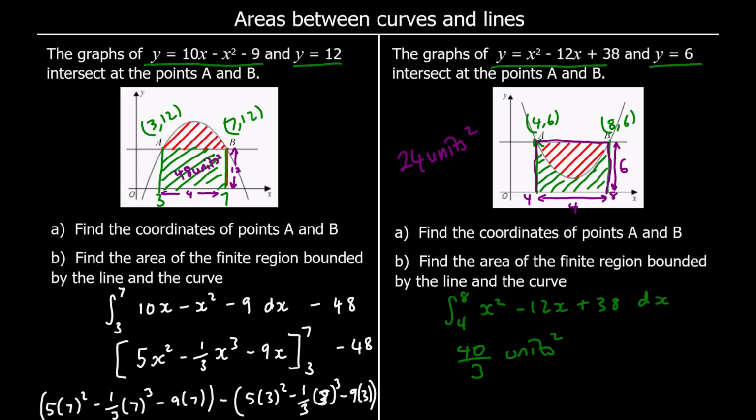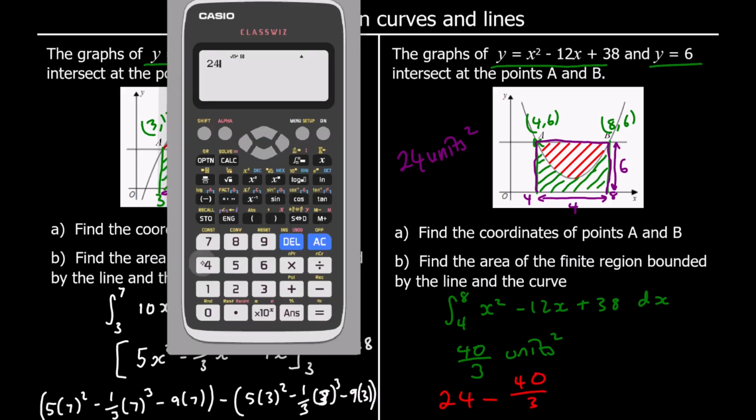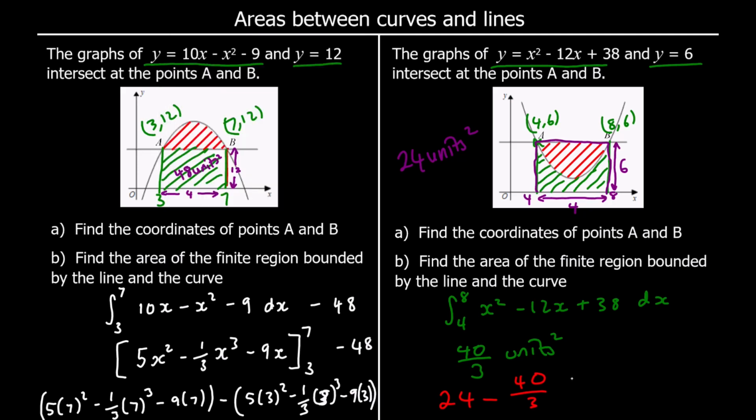We wanted the red area though. So to get the red area, it's 24 minus 40 over 3. And we get 32 over 3. And again, it's an area, so I'm going to write units squared.